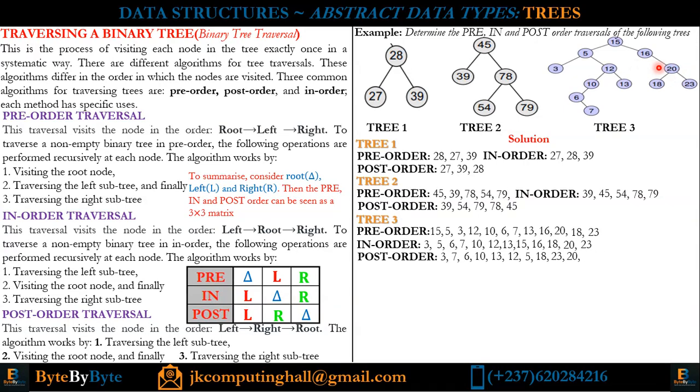Left, which was empty, right, I'm done. Then the root, 16, and I've done the left of 15. I did the right of 15, so I take the root, which is 15 itself, and that is the post order traversal of tree number 3. So guys, that is how traversing a binary tree is done.